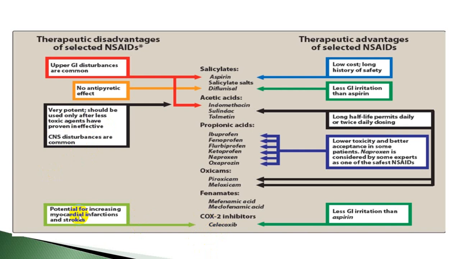While COX-2 inhibitors, like celecoxib, have the potential for increasing myocardial infarction and stroke. So because of that side effect, slowly these are getting outdated. So these are some advantages and disadvantages. So you have to keep this in mind.